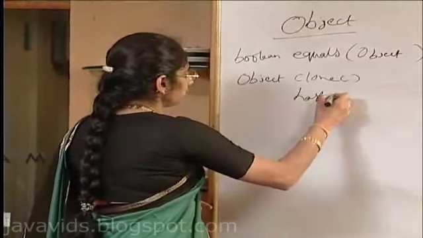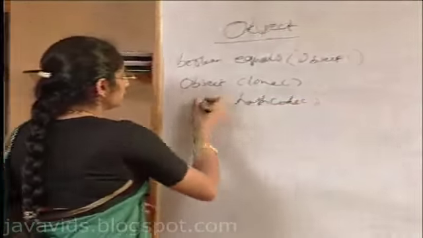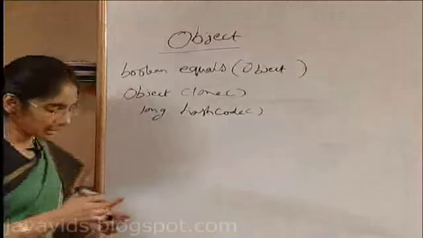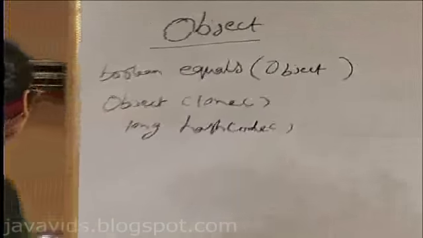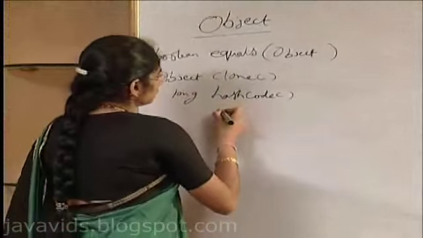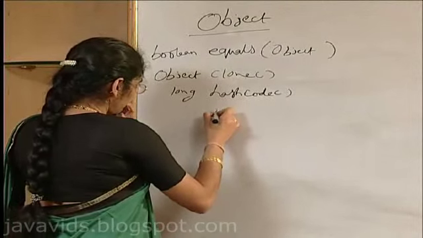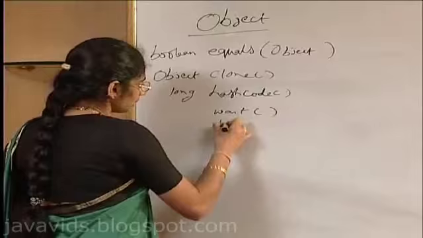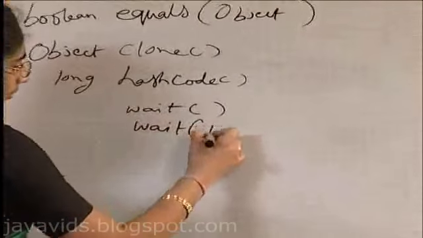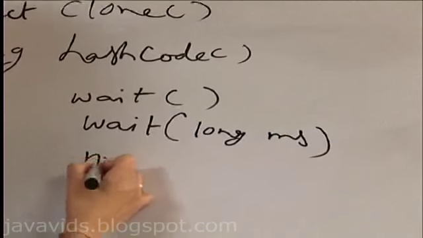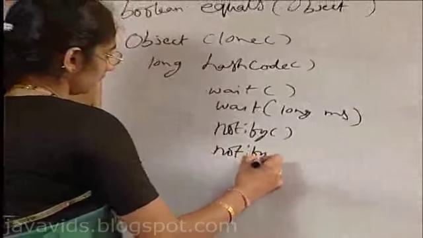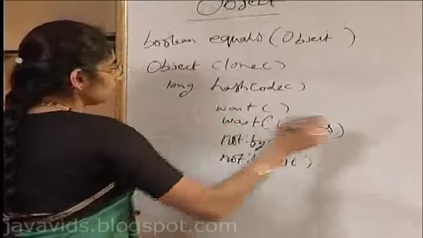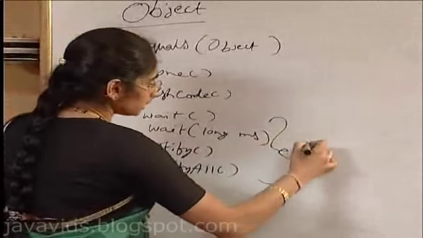We have the hashCode method. hashCode is a method which returns a hash value for an object. We have the wait method, wait of milliseconds, and notify, notifyAll. These methods we will discuss during multithreading.